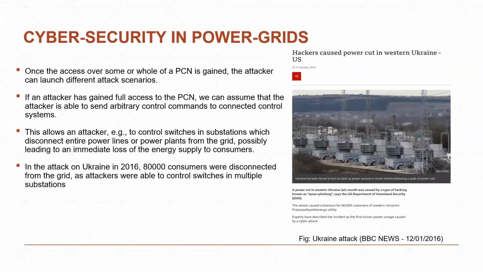So once access over some or whole of a process control network is gained, the attacker can launch different attack scenarios. In the example shown here, 80,000 consumers were disconnected from the grid during the attack on the Ukraine power grid in 2016, as attackers were able to control multiple substations.